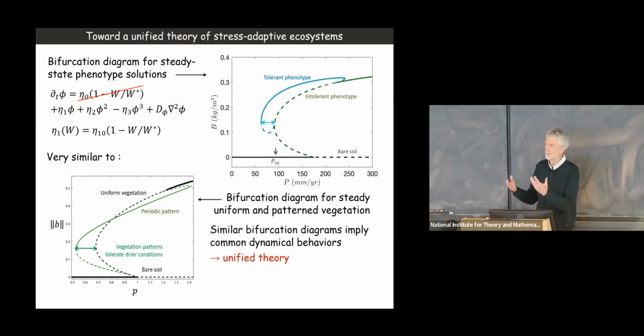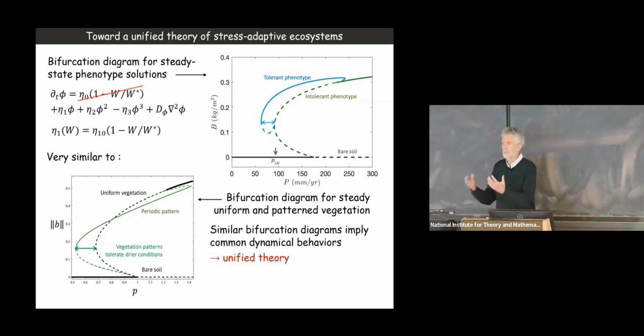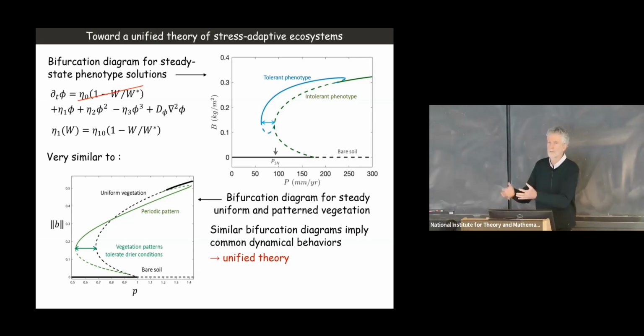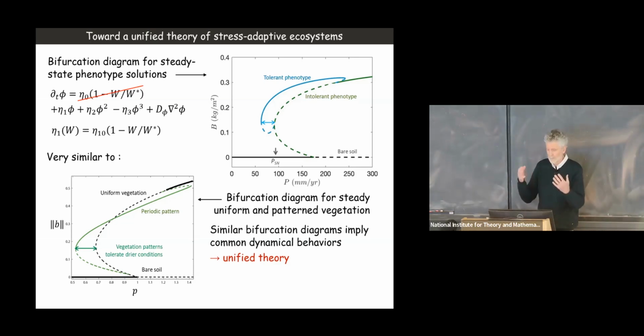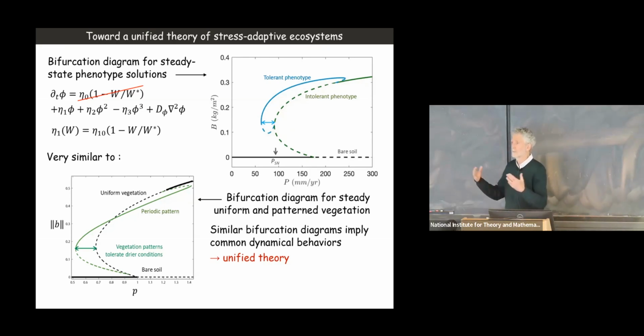And so if we have the same bifurcation structure, we may expect similar dynamical behaviors. And this is the basis. The more we find the same type of bifurcation structures for different stress adaptation mechanisms, no matter what organization level, phenotypic changes at the level of a single plant, spatial patterning at the community level, and maybe at the population level, as we show here, then the results implied by that bifurcation structure are expected to apply to a very wide range of ecological contexts.